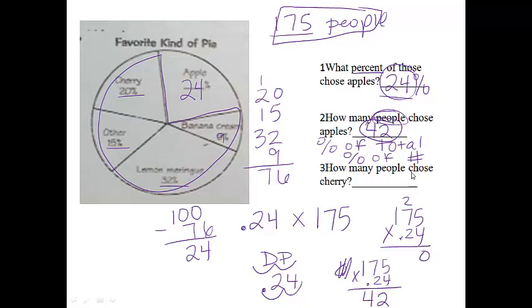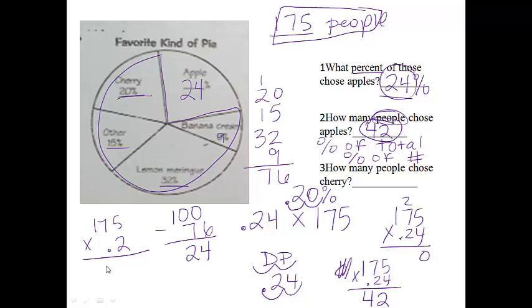Now it says how many people chose cherry. Well, cherry says it's 20%. Remember what we do? We have a percent, we have a total, so we should do percent of total or percent of number. Your percent is 20%, but first you have to change it to a decimal. So we have 0.2 times, what was our total? Good, 175. Okay, again, pause it and y'all work it out.